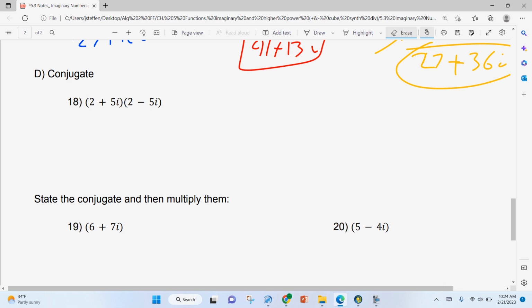Look at this one, and maybe some of you have already. When you multiply this out, 2 times 2 is 4. 2 times negative 5i is negative 10i. 5i times 2 is positive 10i. And then 5i times negative 5i is negative 25i squared.